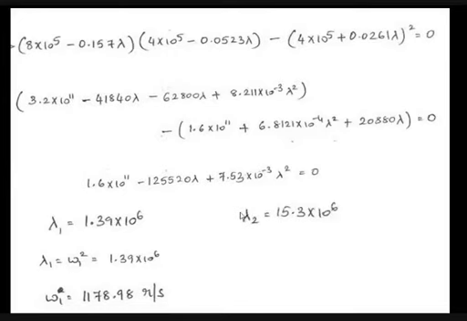Next, lambda 2 will be 15.3 into 10 to the power of 6. So from there, I'll be getting omega 2 square, that is 15.3 into 10 to the power of 6. So omega 2 is square root of 15.3 into 10 to the power of 6, which is equal to 3911.52 radian per second. Now I have got omega 1 and omega 2, which is nothing but the eigen values.